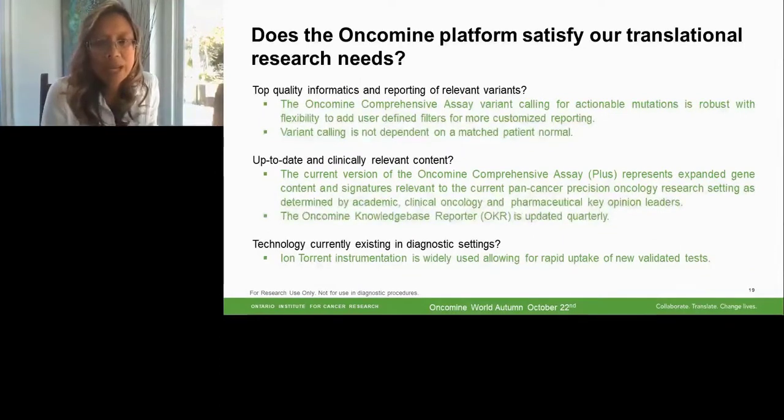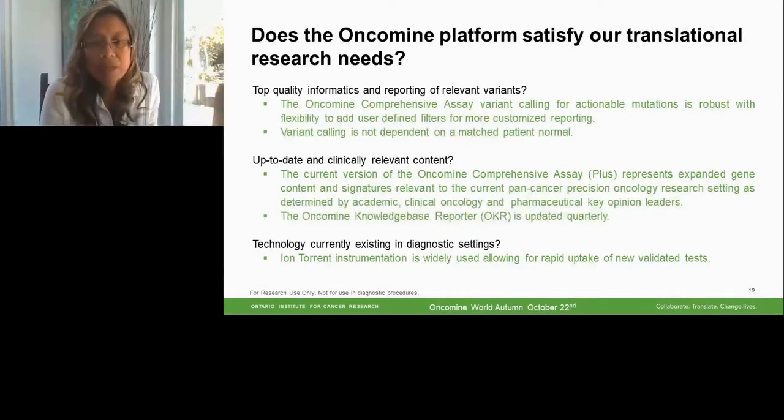Is there top quality informatics and reporting of relevant variants? We found that the variant calling for this assay is robust, and the software does provide flexibility to the user so that you can define your filters for a more customized approach to answer the translational research questions for your study. One of the key things that was of interest to us is that variant calling is not dependent on a matched patient normal.